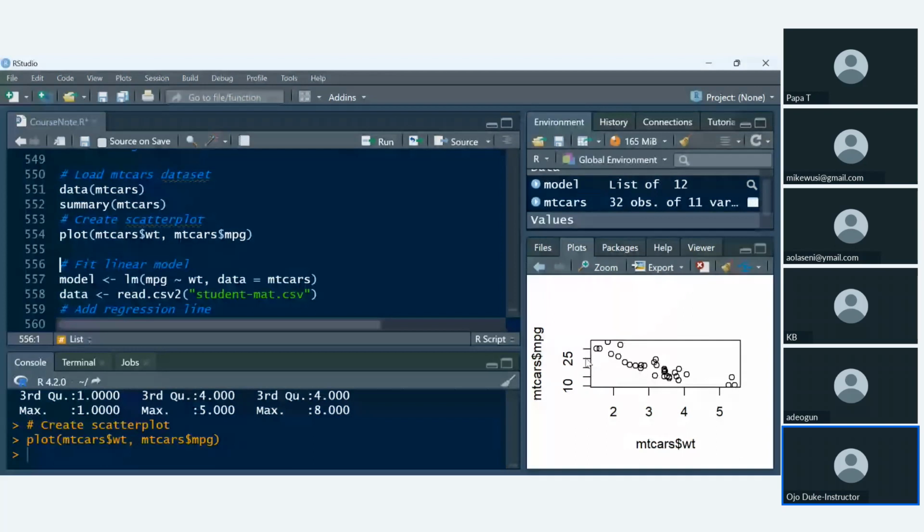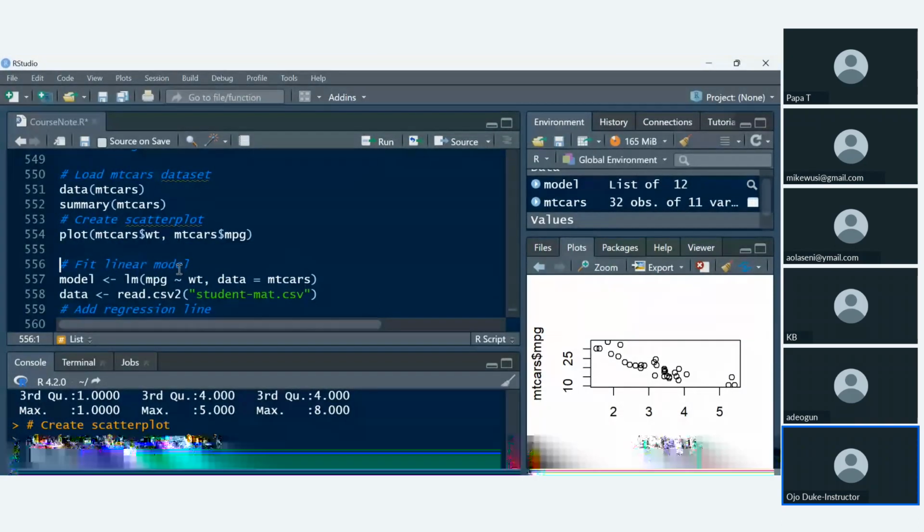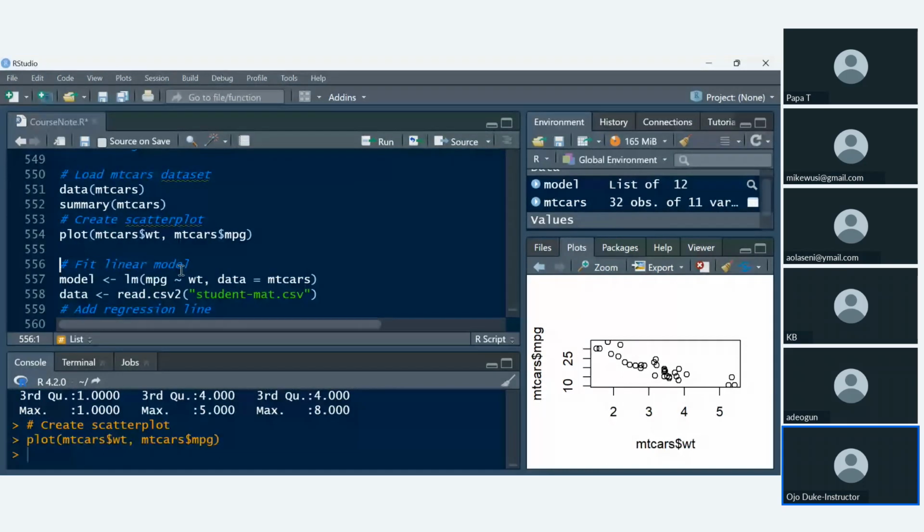It means that the slope is expected to be negative. We don't know what the value of the intercept is, but we know that it will be around here. It will be more than 25, because if you draw a line this way, it's definitely going to hit around here. So we are now trying to use a linear model to find the line of best fit that will best describe this relationship.